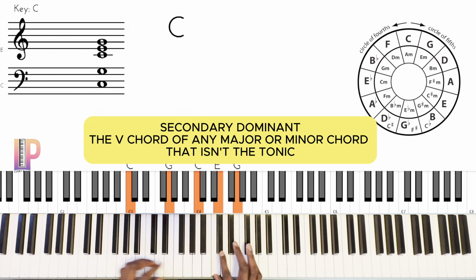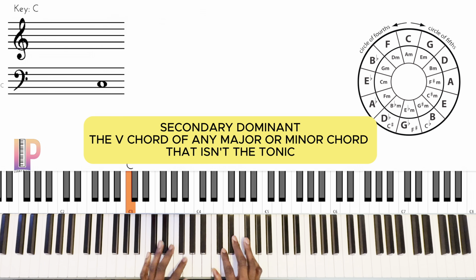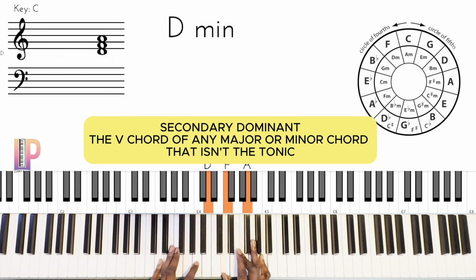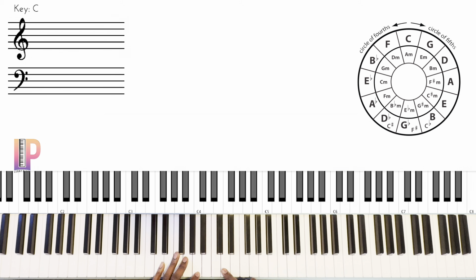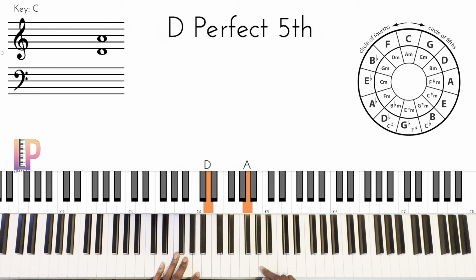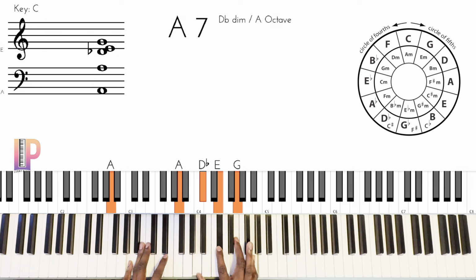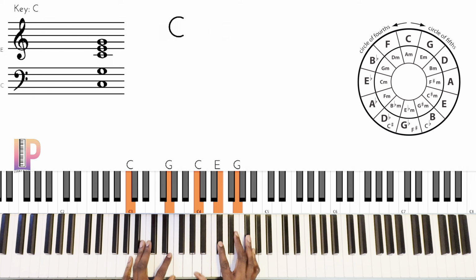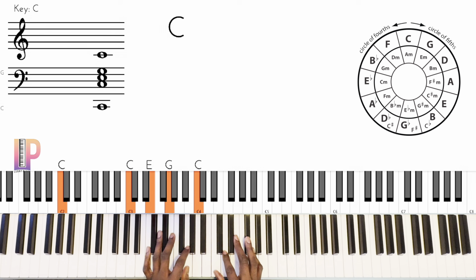Let's say I want to go to D. Before going to the D, which is the 2nd degree, the supertonic, I can play a secondary dominant. The 5th of D is A. So before going to D minor, I can play the secondary dominant, which is the A7, going to D minor, right?